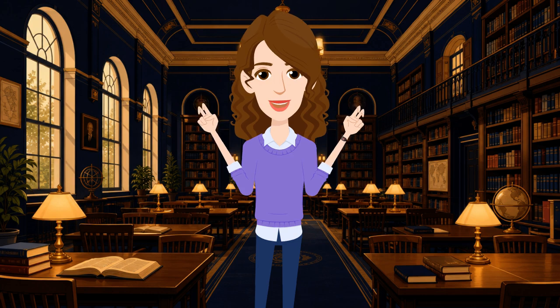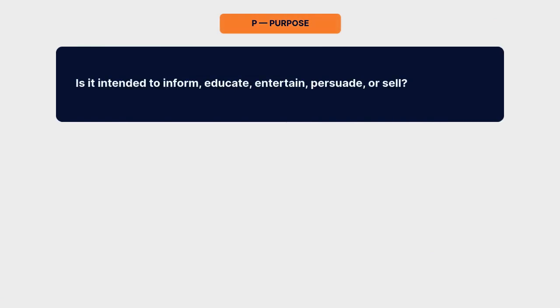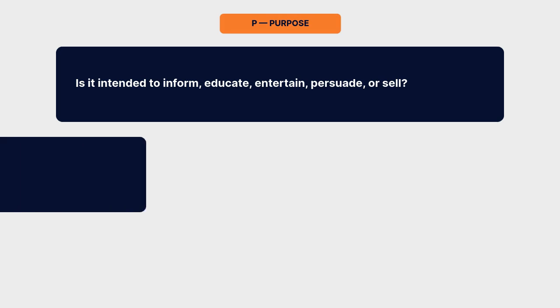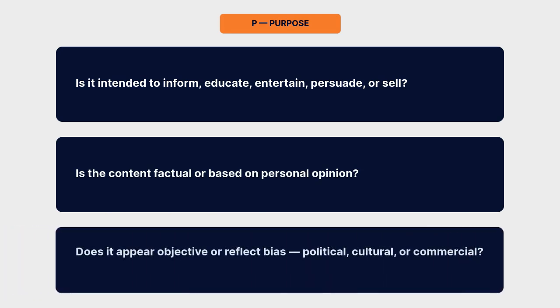Finally, we have purpose. Purpose asks why the information was created. Is it intended to inform, educate, entertain, persuade, or sell something? Is the content factual or based on personal opinion? Always consider whether the information appears objective or whether it reflects political, cultural, commercial, or other forms of bias.